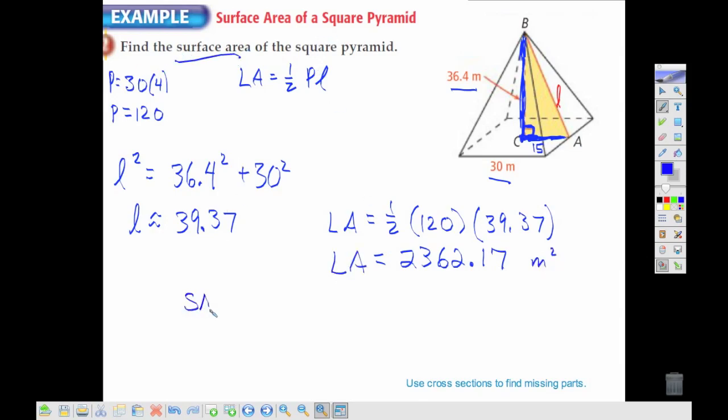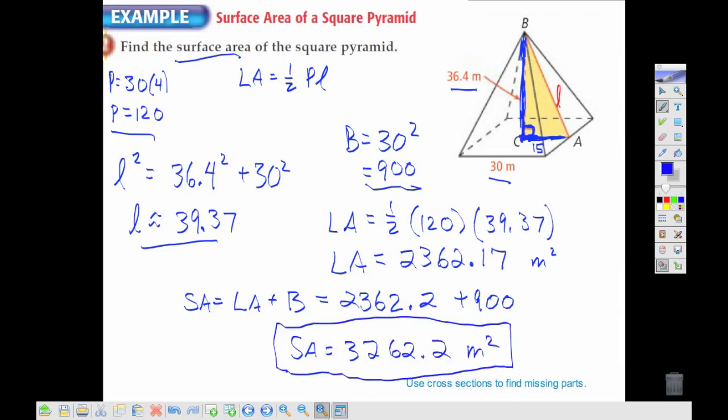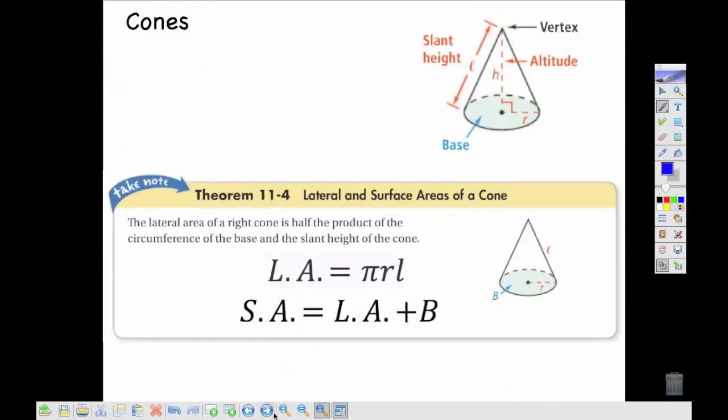We're asked for the surface area. So let's look at our surface area formula. We'll just take the lateral area and add one base. Okay, so my base here is a square, so it would be 30 times 30, or 30 squared, which is 900. Okay, so make sure you're showing all your work here. I want to see where all your values come from, so that when we plug into the next step, I'm going to go ahead and round this to 2 now. Our surface area is equal to 3,262.2 meters squared. Be sure to include units.